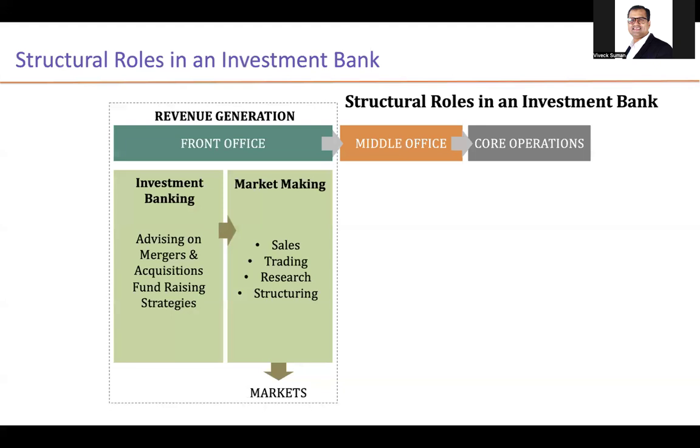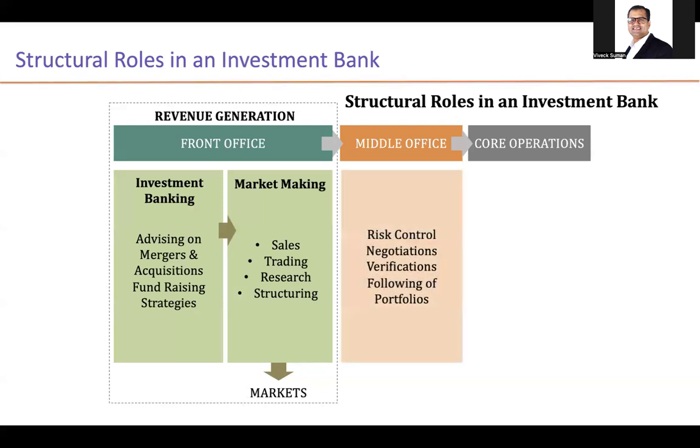What will you help with? You will take her shares and sell them to 10 people. You will take her share, go to the market and trade in the market with the share. You will do research for her. You will do structuring for her company so she can sell better. And that is called front office, which links to the market.